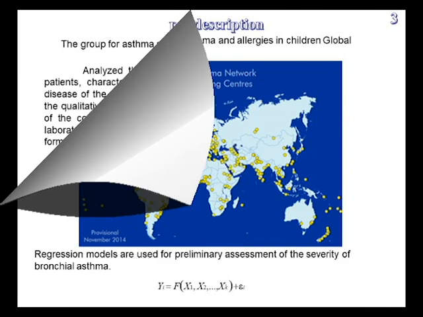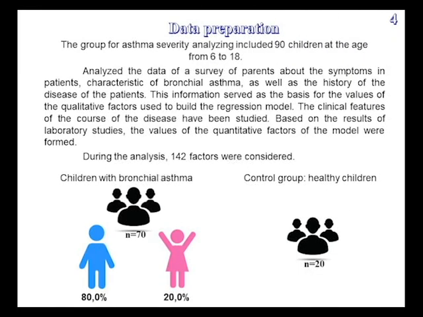reagents. To demonstrate the methodology for constructing approximate regression models, we will use the results of a clinical study of the severity of bronchial asthma in children of the Kharkiv region in 2017. The asthma severity analysis group included 90 children aged 6 to 18 years. The structure of the group was as follows. The main subgroup included 70 children with bronchial asthma. The control group, 20 healthy children.